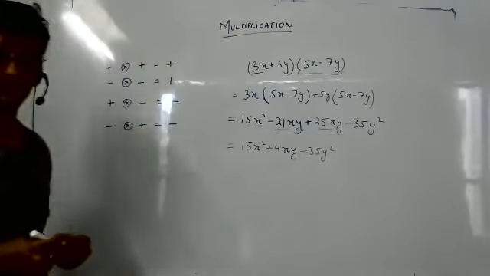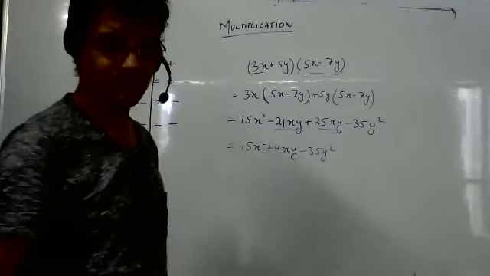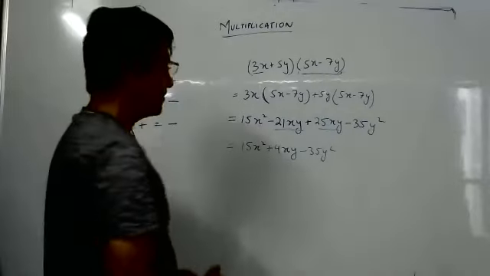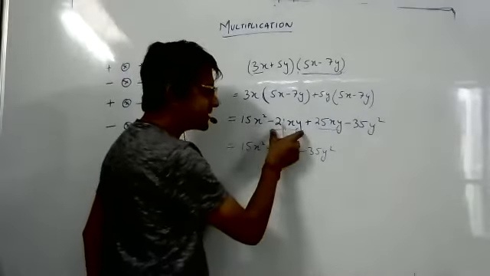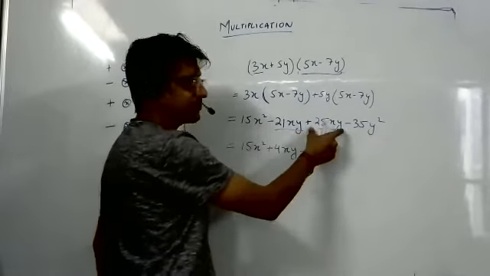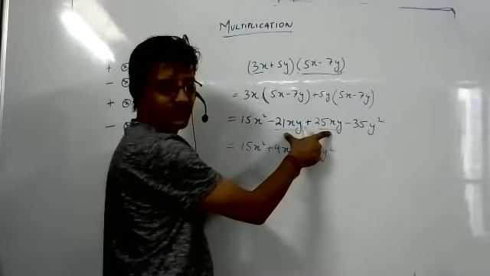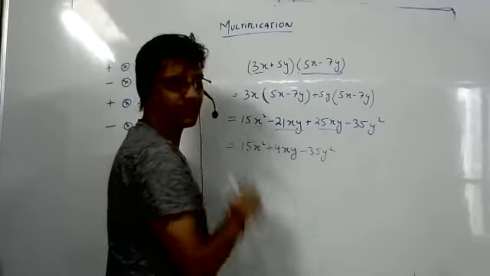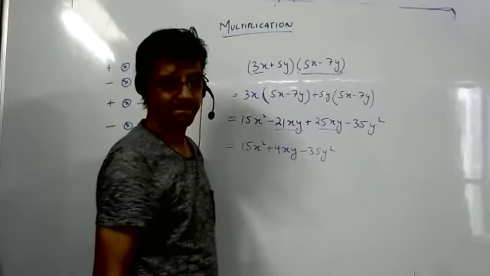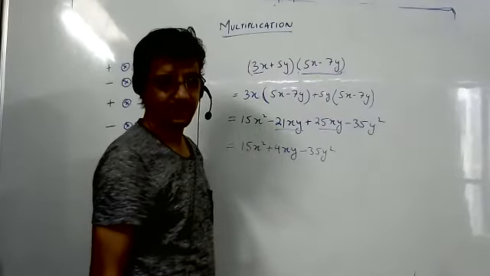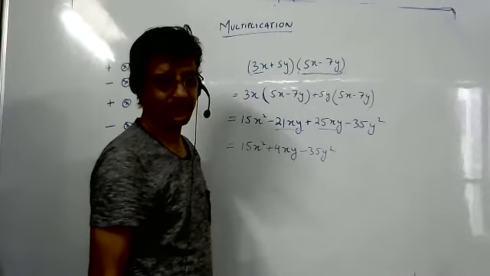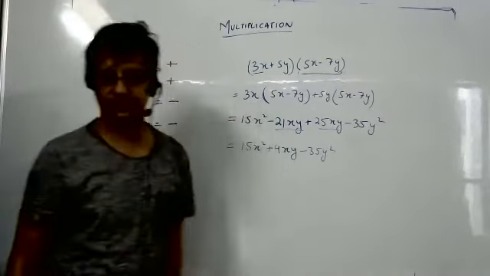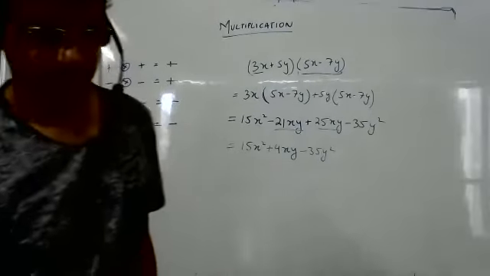Why 4xy, sir? Because minus 21x and plus 25x both are like terms. Okay, sir. We added these two. Addition, what will be the value? It will be 4 only. That's why 4xy. Okay, sir. Is it clear?